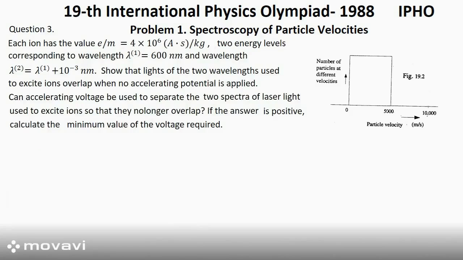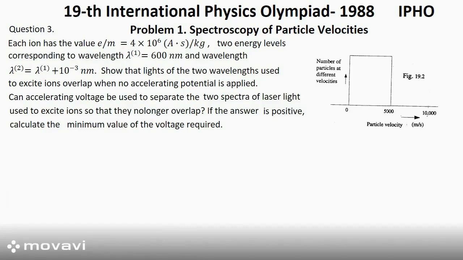Question 3. Given two energy levels of the ion, corresponding to wavelengths lambda 1 equals 600 nanometers and lambda 2 equals 600 plus 10 power negative 2 nanometers. For the sake of simplicity, the following sign notations will be adopted. The superscript in the bracket indicates energy level 1 or 2, as the case may be.